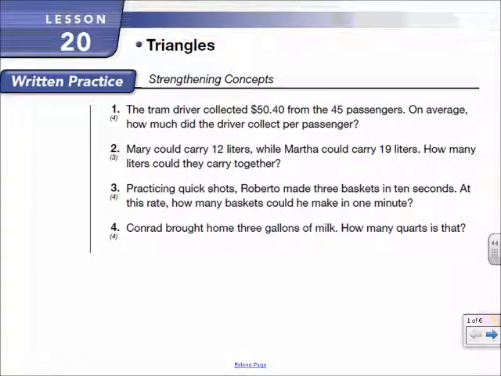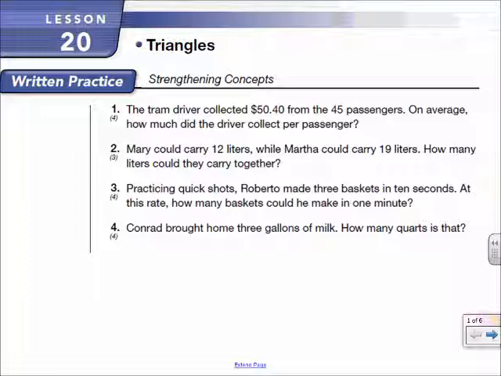Lesson 20 is on triangles, and the main things from Lesson 20 are that triangles can be named by either their angles or their sides. If they're named by their sides, there are scalene triangles, which means that none of the sides are the same length. There are isosceles triangles, which means two of the sides are the same length. And there are equilateral triangles, which means all of the sides are the same length.